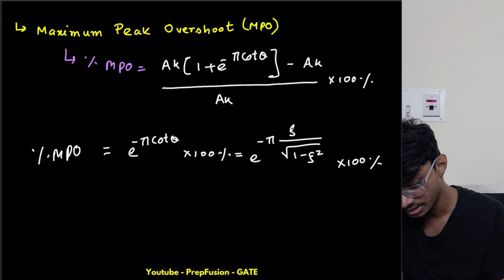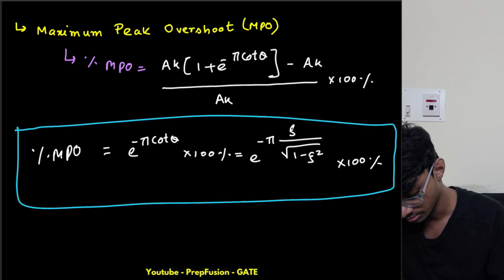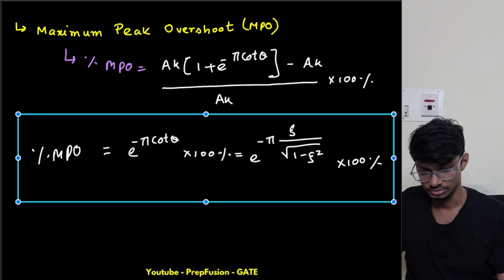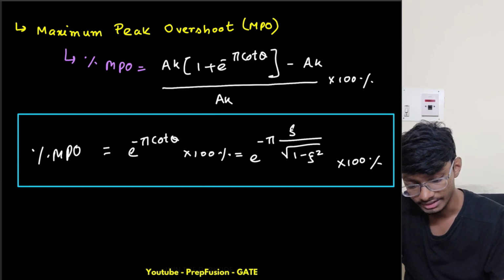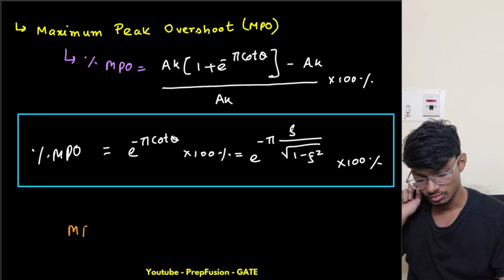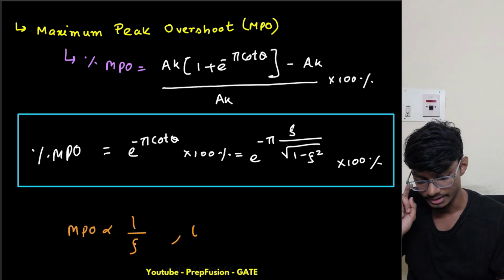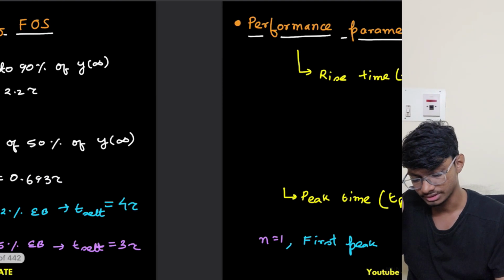These are the things you have to keep in mind. This is a very, very important formula, you have to keep this in mind. This will come in the exam, no worries. From here what I can observe, if you check it for yourself, is that my MPO is inversely proportional to my zeta and my rise time. Rise time was what?